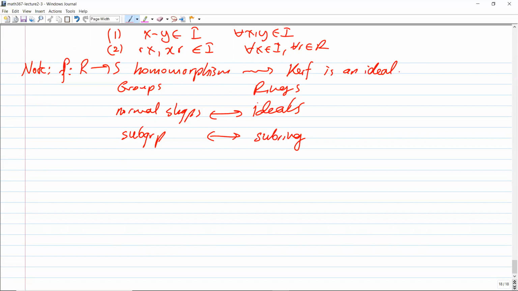So here's an exercise for you. You should do that exercise. I will do one of them. First one is, let I and J be two ideals of a ring R. Then this intersection is an ideal.